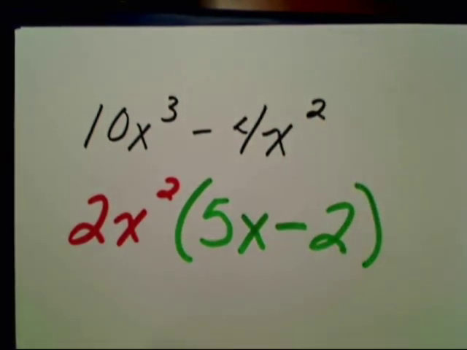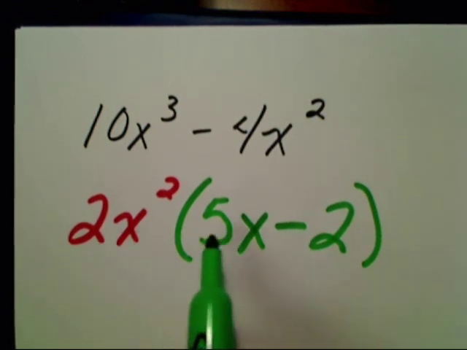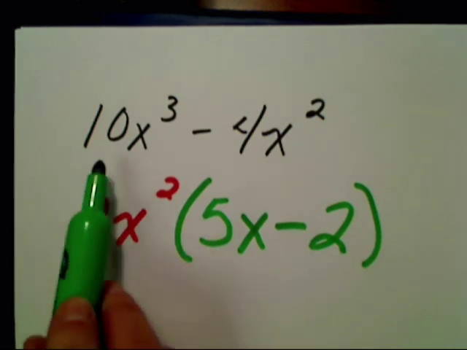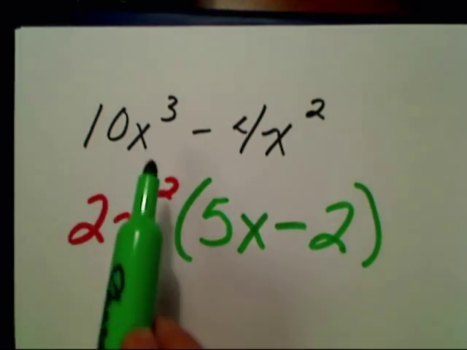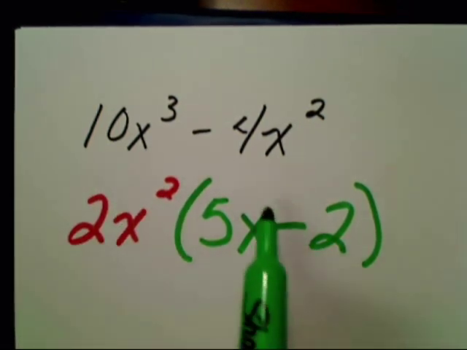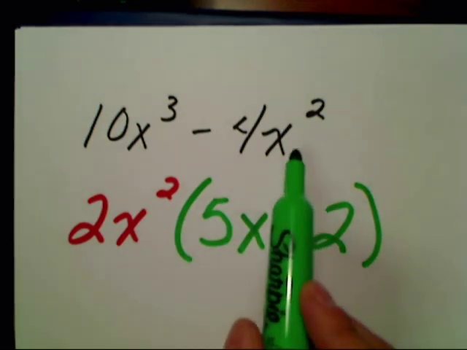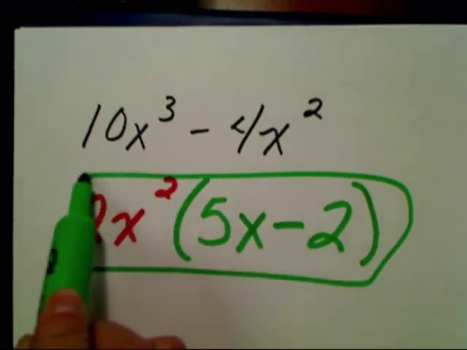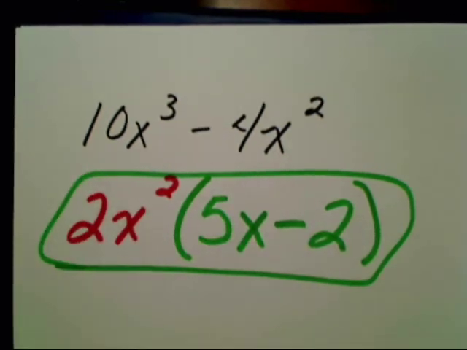You can always check your factoring by multiplying back inside. 2 times 5 is 10. X squared times x is x cubed. 2 times 2 is 4. And the x squared comes along for the ride, and I still have my minus. So there's my answer for that one.